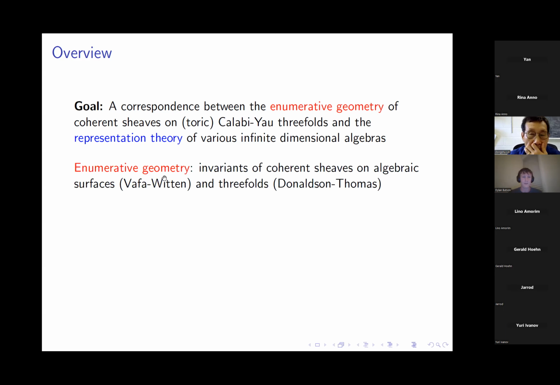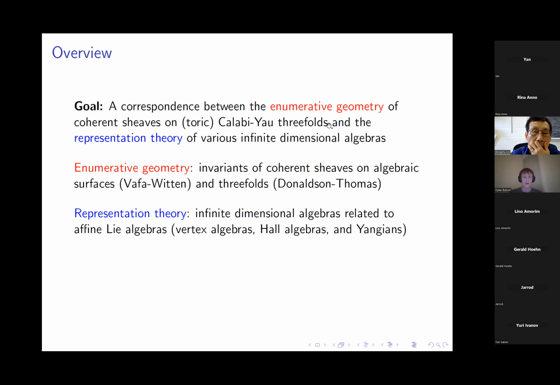On the enumerative geometry side, to be a bit more specific, the invariants we're interested in are invariants of coherent sheaves on surfaces in threefolds, which are called Vafa-Witten and Donaldson-Thomas, though I probably won't explicitly use those words today. They're certainly there. And representation theory of various infinite dimensional algebras related to affine Lie algebras. There'll be vertex algebras, Hall algebras, and Yangians. All of these will make an appearance today, and I'll explain a bit about how they're connected following various other people's work.